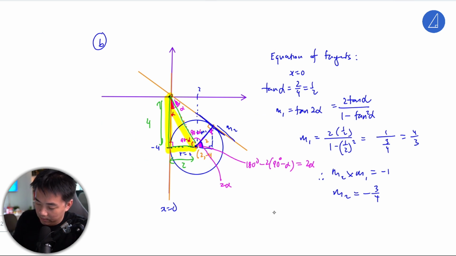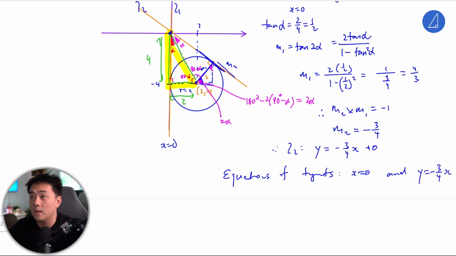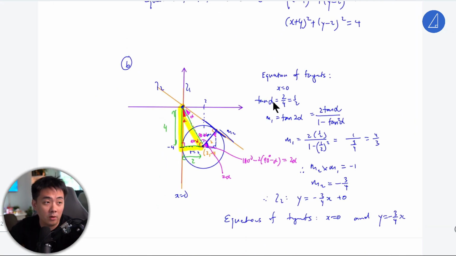So hence, equation of tangent. Okay, let's say this is L1, this is L2. Hence, L2 will just be y equals to -3 over 4 x, this is the gradient. C is 0, right? So plus C is 0. So equation of tangents are x equals to 0 and y equals to -3/4 x. Okay, so usually when in doubt, I will suggest just draw. It's easier. Then you can just solve it using geometry. Of course, if you want to use coordinate geometry, you could. Okay, but I think this is much easier.